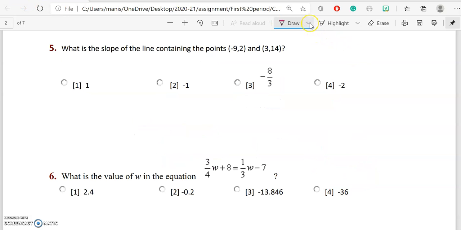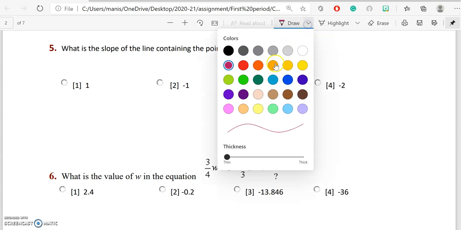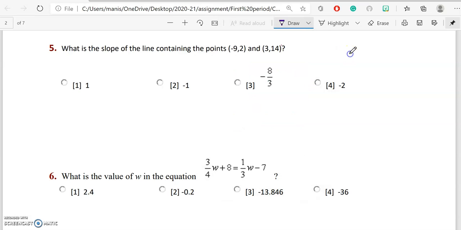What is the slope of the line containing the points (-9, 2) and (3, 14)? Now the question is talking about finding the slope. So what we will need is a formula to find the slope of the line. What is the formula? Slope is represented by the symbol m. The formula is y2 minus y1 over x2 minus x1. This is the formula.